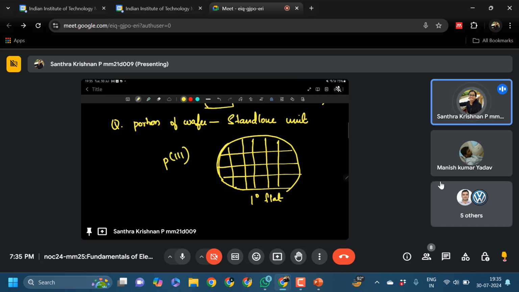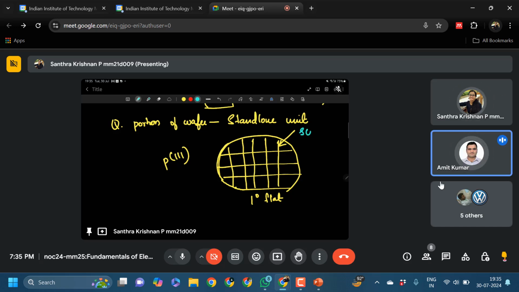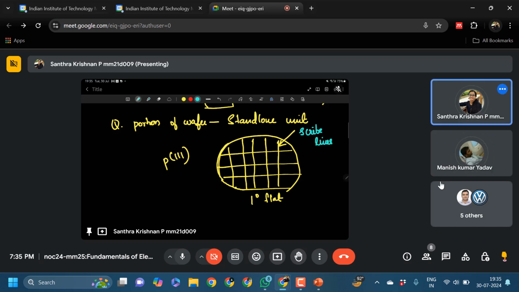Can anybody tell me what these lines are called? Street? No, scribe lines. Exactly. These lines are called scribe lines. And again, these units can be divided into two types. One is the test die and the actual die.